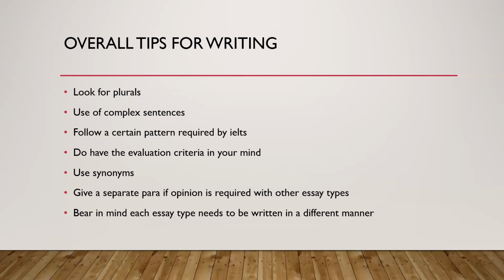Now, the next is give a separate paragraph if opinion is required with other essay types. For example, if opinion is required with advantages, disadvantages, try to make a different paragraph for your opinion and support your opinion with examples, with reasons, you can also write that studies suggest that. So if you're given advantages and disadvantages, you may write 3 body paragraphs. In body paragraphs 1 and 2, you may discuss advantages and disadvantages, and in the third paragraph you may write your opinion. But keep in mind that you have to complete this essay within 40 minutes.